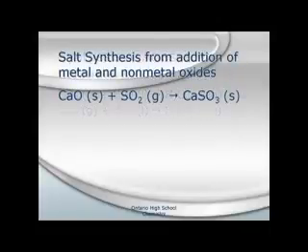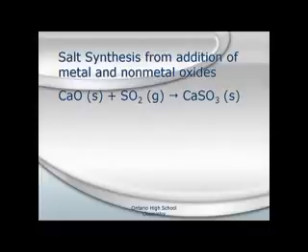We've seen in the previous slides that the addition of certain metal oxides to water form metal hydroxides. So those metal oxides we would call basic anhydrides. The addition of certain nonmetal oxides to water form acids, and we would call those acidic anhydrides.